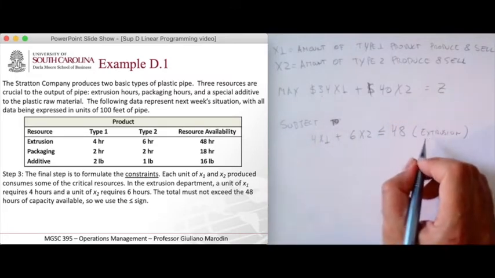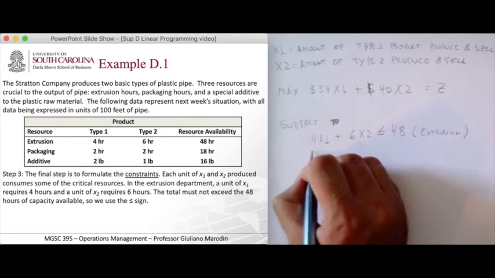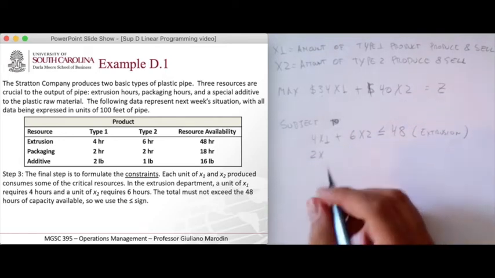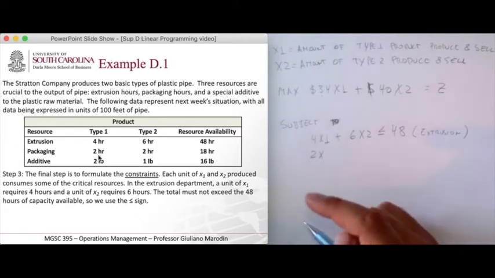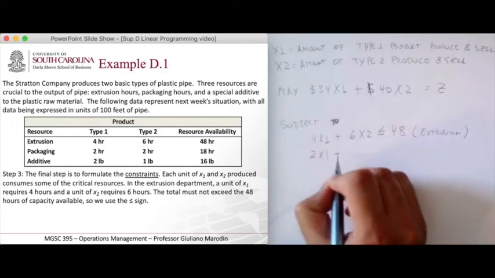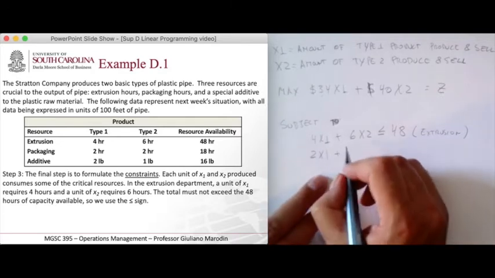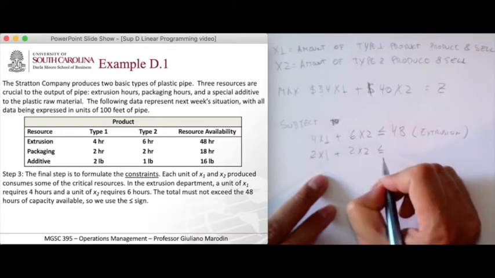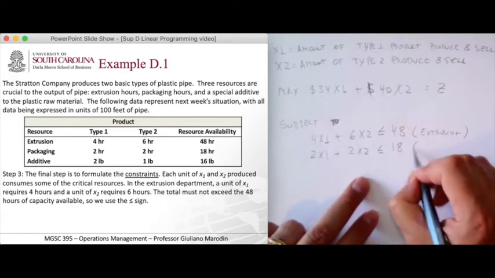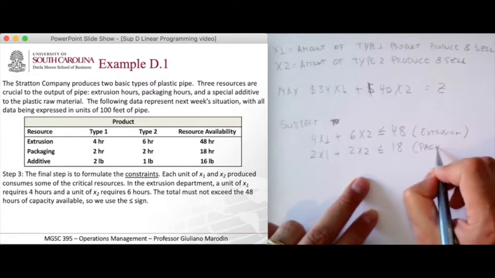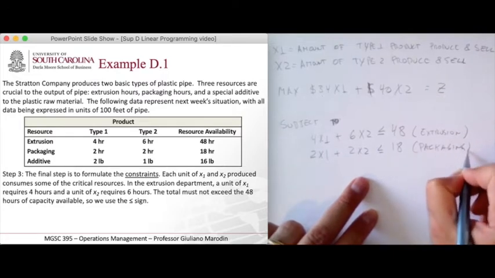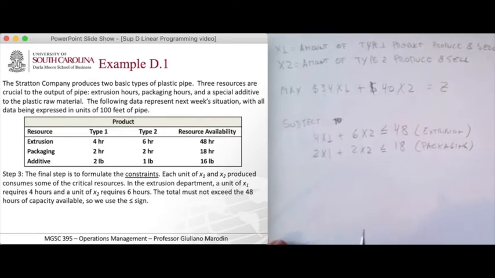So that's the extrusion. Packaging, the same thing, but that's going to be 2 because that's 2 hours, right? Look there. Packaging, 2 hours. So 2 hours for every X1, plus 2 hours for every X2, has to be lower or equal than 18. So I know you guys are getting it now, right? Because that is going to be my packaging constraint. And we're going to do some problems in class. We're going to practice that, okay?